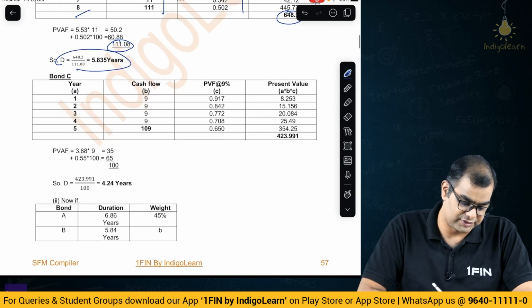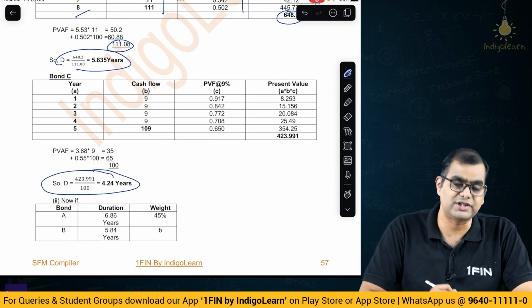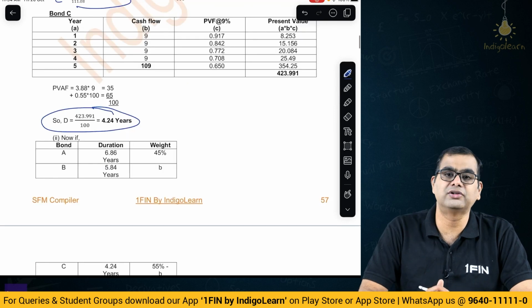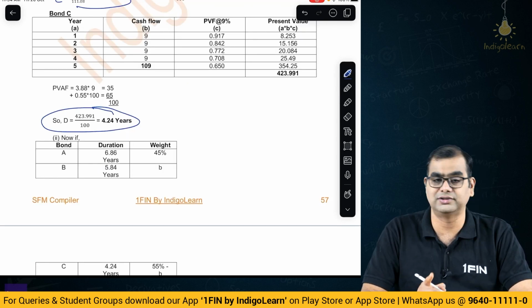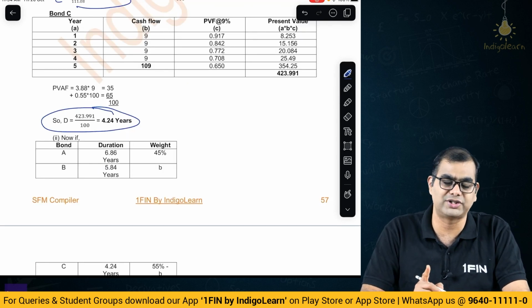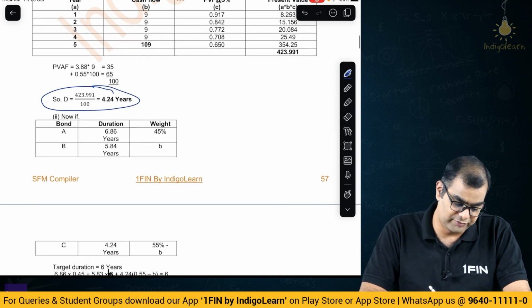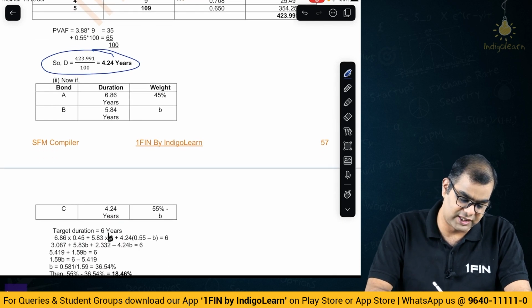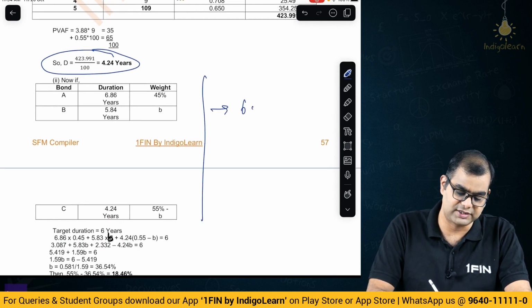And same way for bond C, you get duration as 4.28. Now coming to the next part of the question. What is the next part of the question? They have said that the portfolio has to be immunized, which is, the liability is 6 years. So the portfolio duration of these three put together should also be 6.